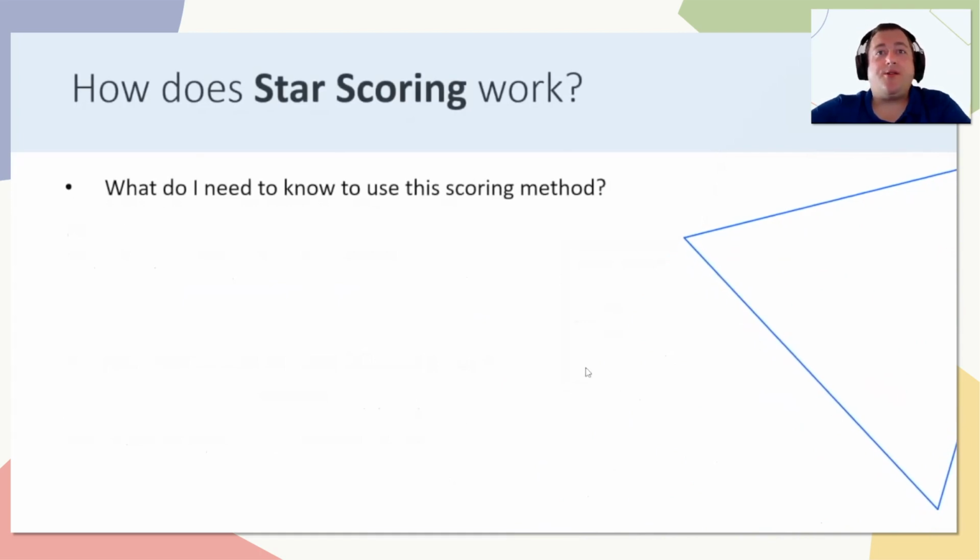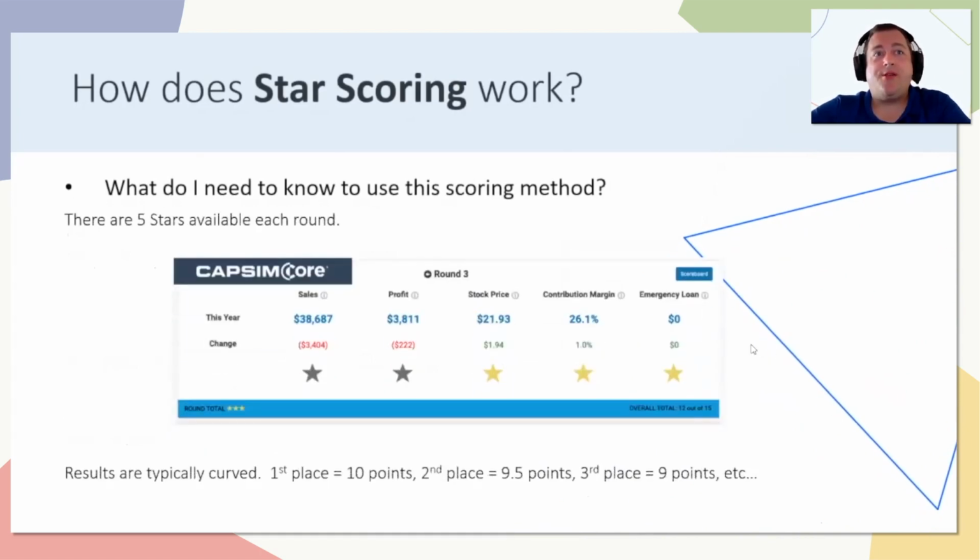So, how does the star scoring work? Well, there's 5 stars available for each round. In CAPSIM Core, those are sales, profits, stock price, contribution margin, and emergency loan. Now, in CAPSIM Ops, we're looking at sales, asset turnover, return on assets, contribution margins, and inventory turnover. Now, while the metrics are different between the simulations, the goal is always the same. We want to do better than we did last year.